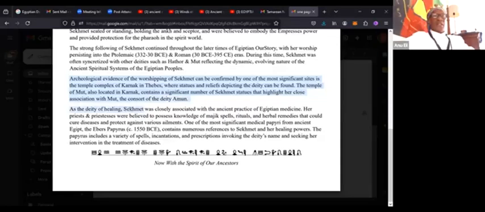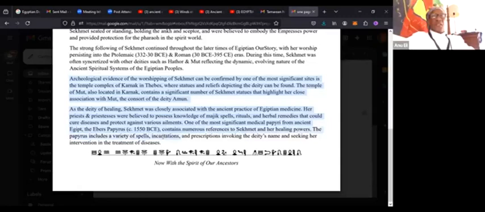As the deity of healing, Sekhmet was closely associated with the ancient practice of Egyptian medicine. Priests and priestesses were believed to possess knowledge of magic spells, rituals, and herbal remedies that could cure diseases and protect against various ailments. One of the most significant medical papyri from ancient Egypt, the Ebers Papyrus, circa 1550 before the Christian era, contains numerous references to Sekhmet and her healing powers.